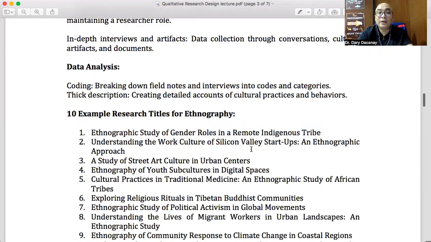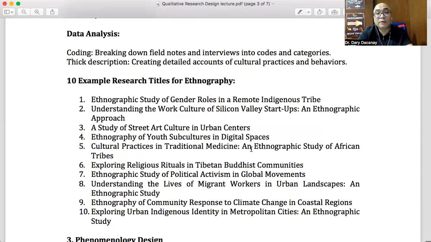Now these are the 10 ethnographic research titles, from the ethnographic study of gender roles in a remote indigenous tribe, understanding the work culture of Silicon Valley startups, a study of street art culture in urban centers, and many more. So just read the other examples.